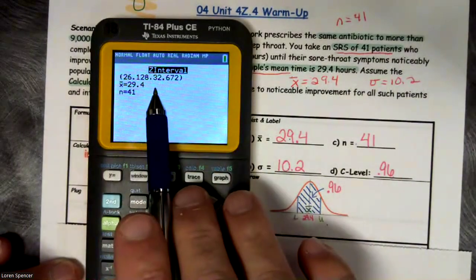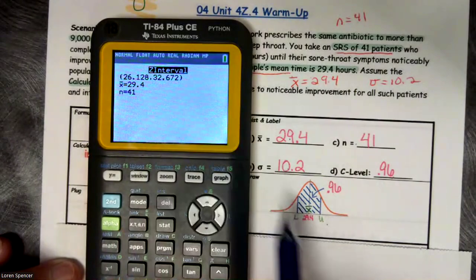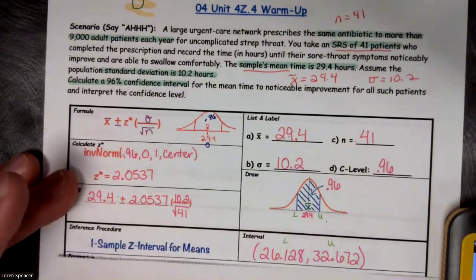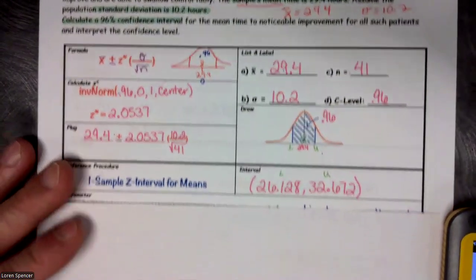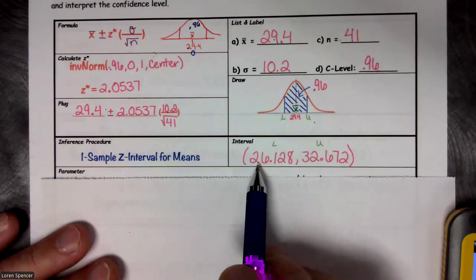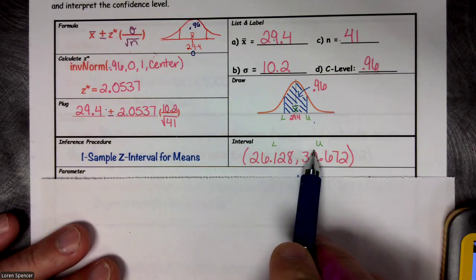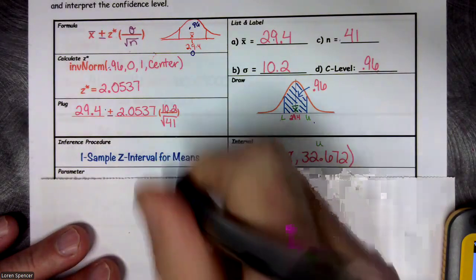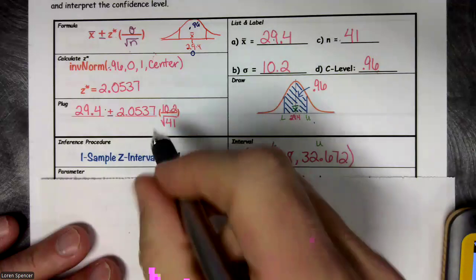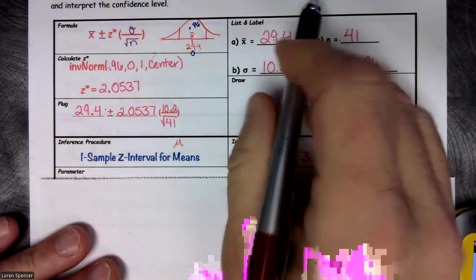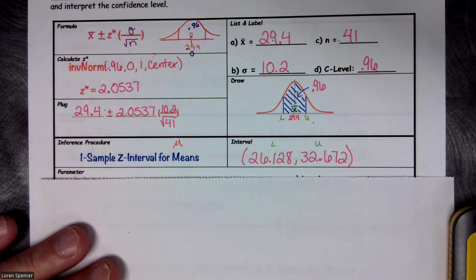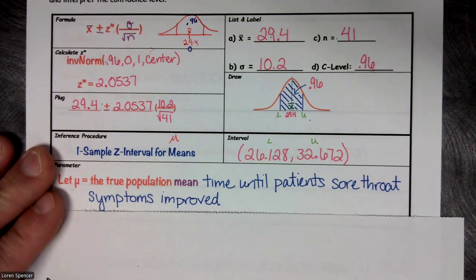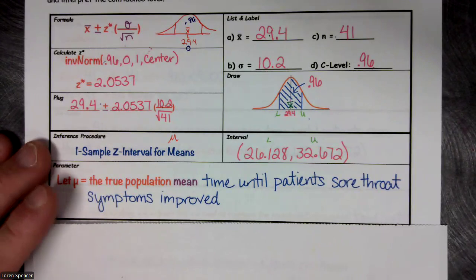So this tells us between 26 hours and 32 hours. So 26.128 hours and 32.672 hours. We were basically running a one sample Z interval for means, where this was my lower and this is my upper. And we want to go ahead and define the parameter. Because we're working with means, we know we're looking for mu. So we're going to say let mu equal the true population mean time until patient sore throat symptoms improved, or until they're able to swallow comfortably.